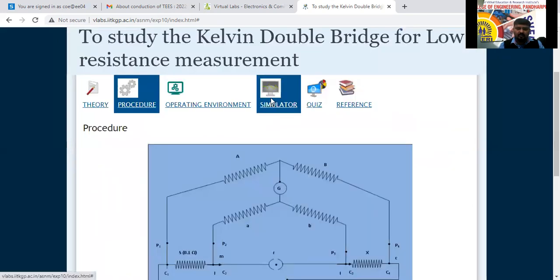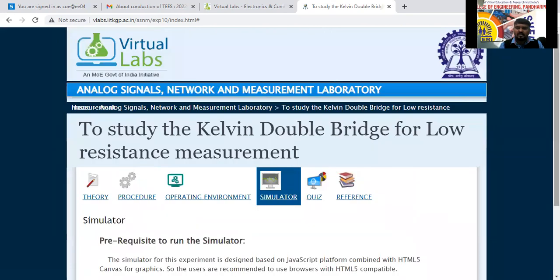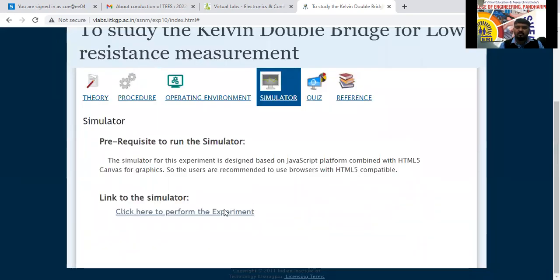So directly I will click on the simulator now. We'll check the simulator with the procedure. According to the procedure, we'll start to perform the practical here.